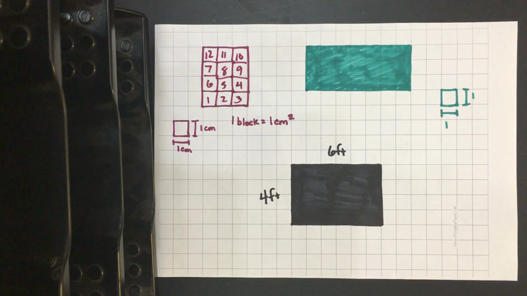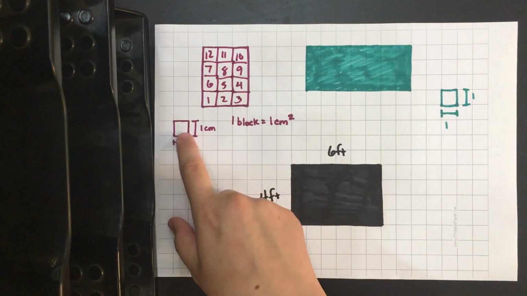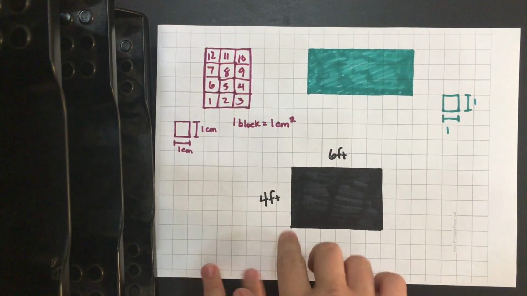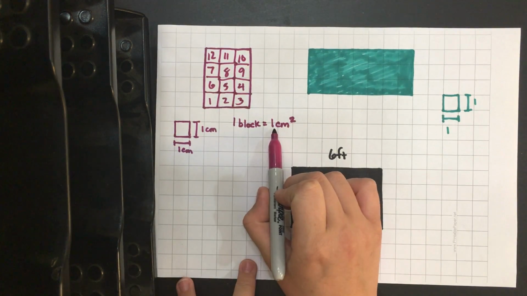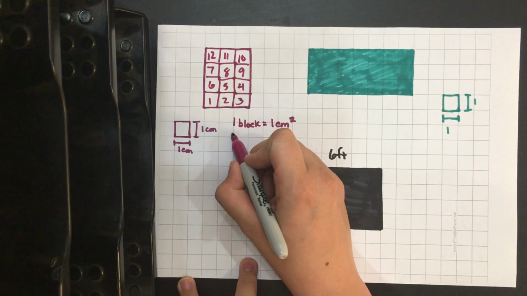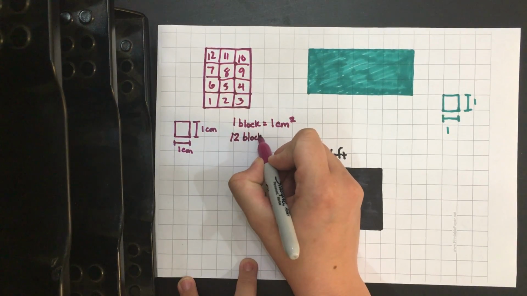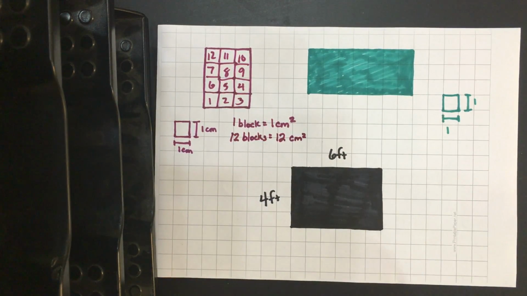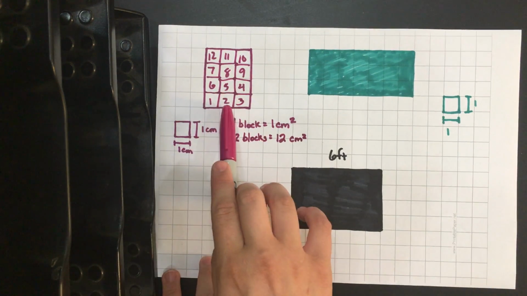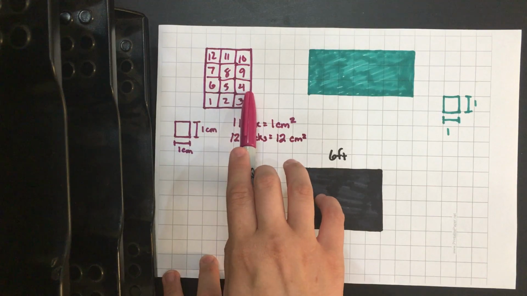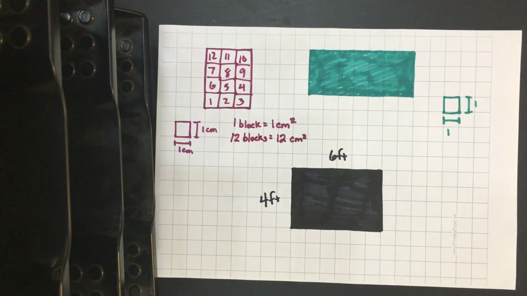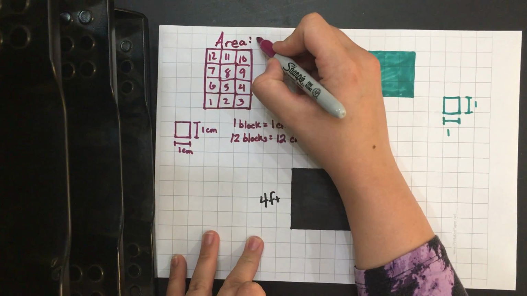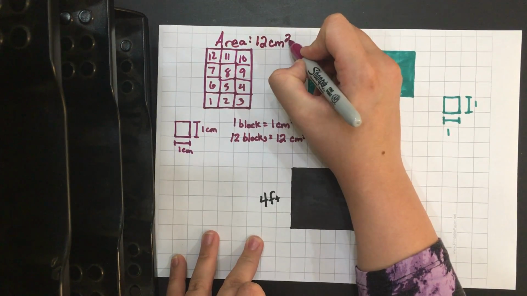So basically what that's saying is that if I took and cut out this square, I could put it in this shape 12 times. So we already know that one block equals 1 centimeter squared. So 12 blocks equals 12 centimeters squared. All right, that makes sense, right? Because we could say, all right, 1 centimeter squared, 2 centimeters squared, 3 centimeters squared, 4 centimeters squared, all the way up to 12. So that makes perfect sense. So the area for this first shape is 12 centimeters squared.